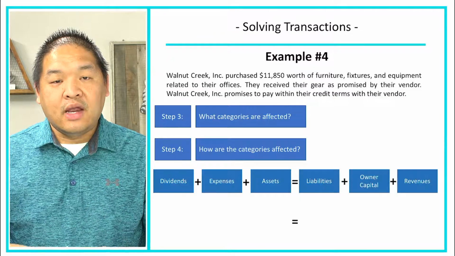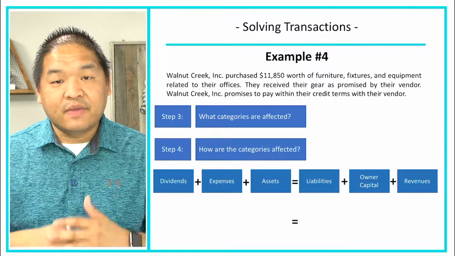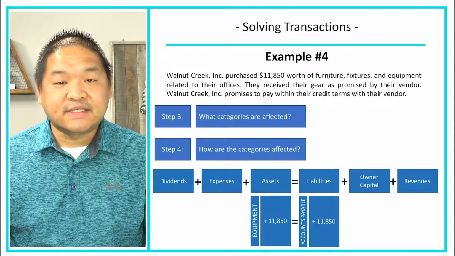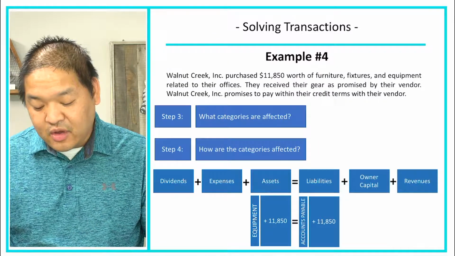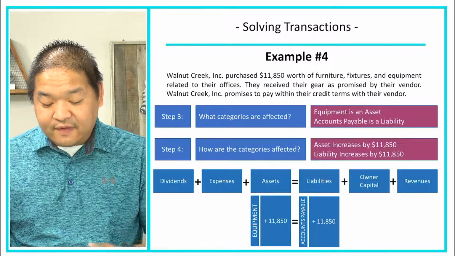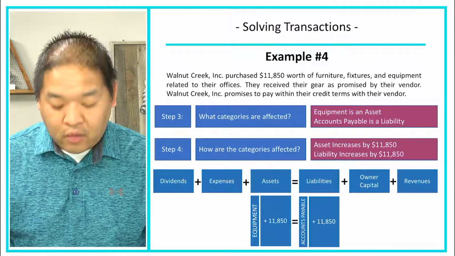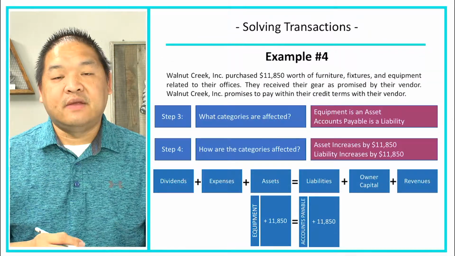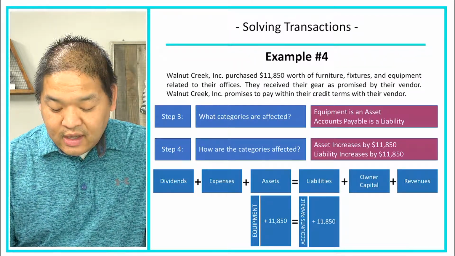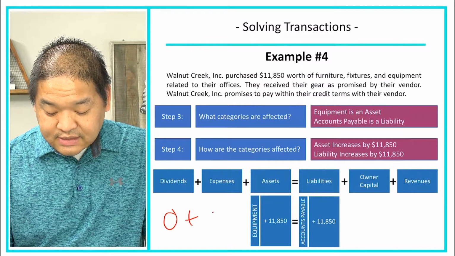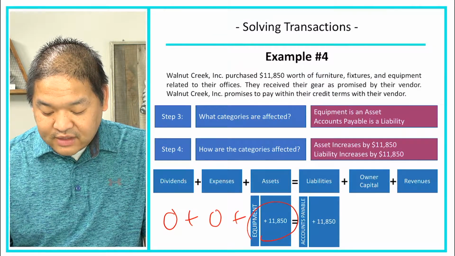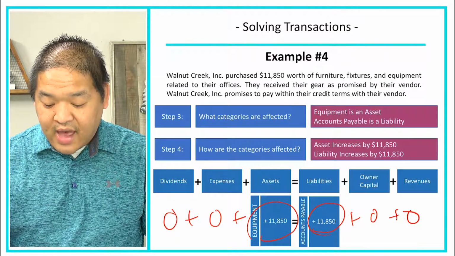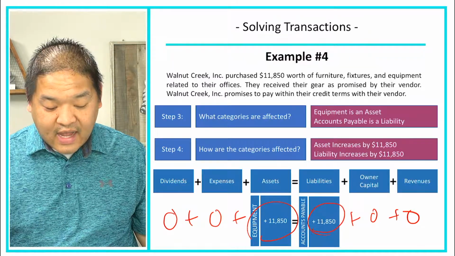So if we look at our expanded accounting equation, we get something that looks like this. Our equipment will increase by $11,850, and then our accounts payable will increase by $11,850 due to our step number 4. Does the expanded equation make sense? So 0 plus 0 plus $11,850, $11,850 plus 0 plus 0. We're good there. So that expanded equation all ties out.